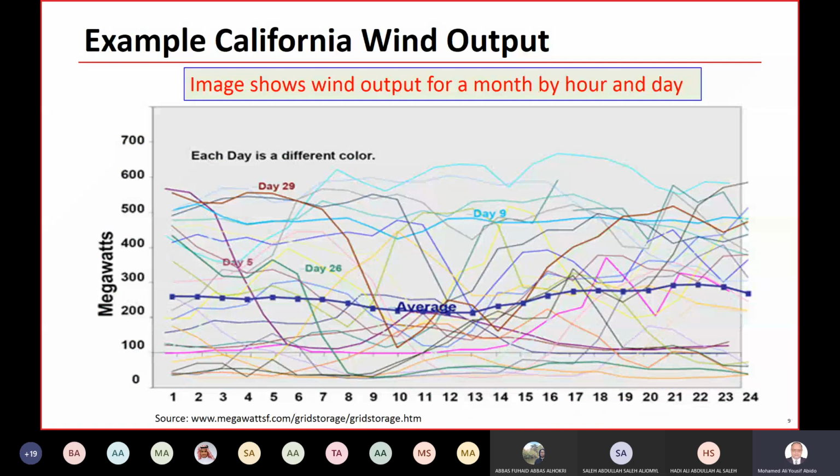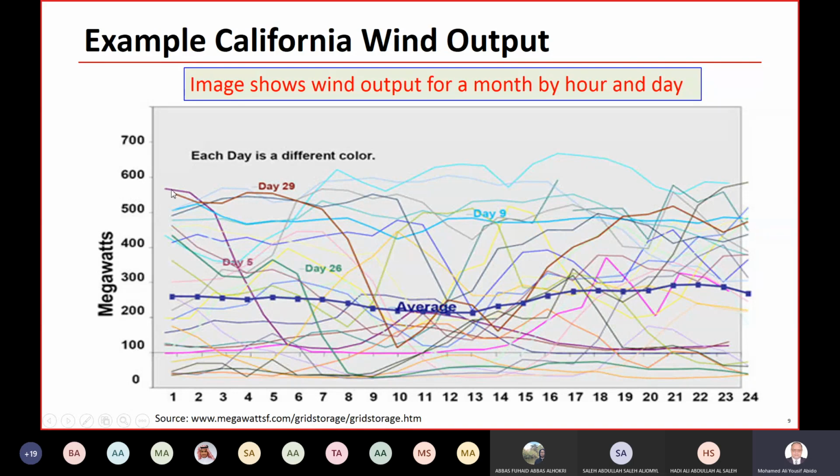So this is an example of the wind output for a month by hour and a day. You have here 24 hours for day 1, day 2, day 26, day 9, and so on. So you can see here some days very low power you can have. Some days you can have high power like this. This one you have high power all the day, but here the power of the wind is a little bit decreased. And look at this curve.